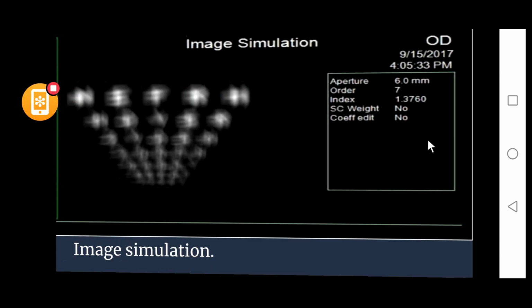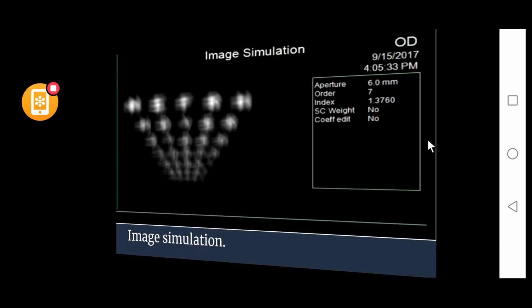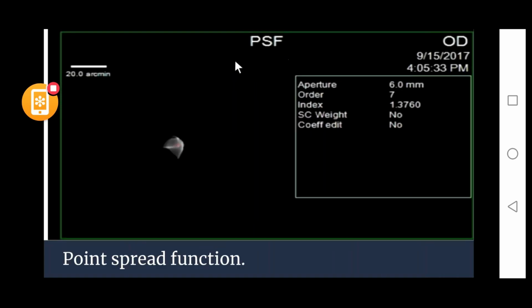Moving further, there is something known as a PSF. The PSF stands for point spread function. As I told you, whenever a point object emits rays into the eyes, we expect that a point image is formed on the retina. But because of the cornea, because of the lens, the point object does not form a point image, but instead it causes an image which is spread. So how much this point is spread is shown in this basic map.